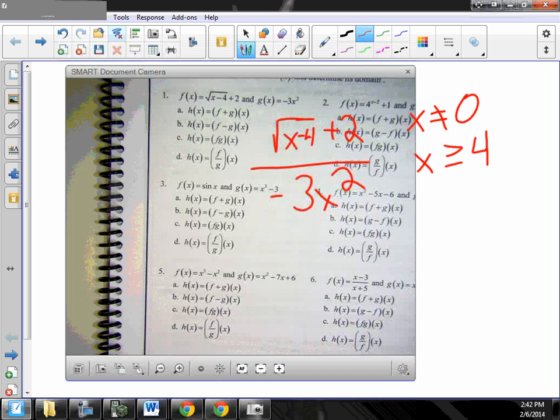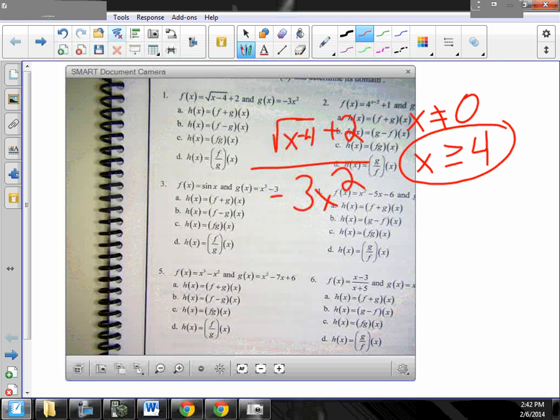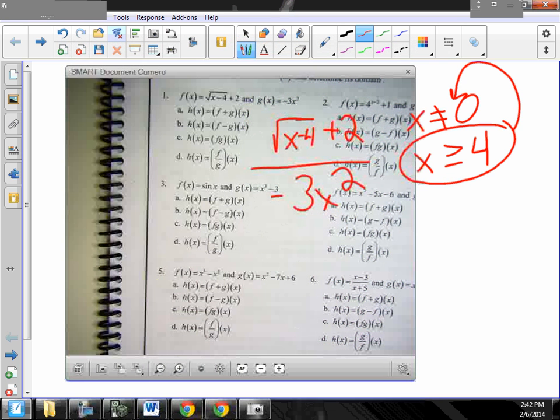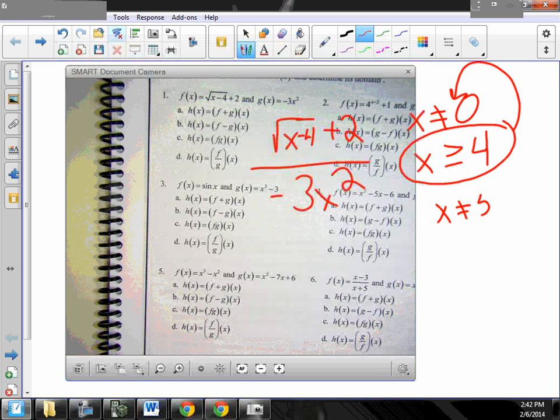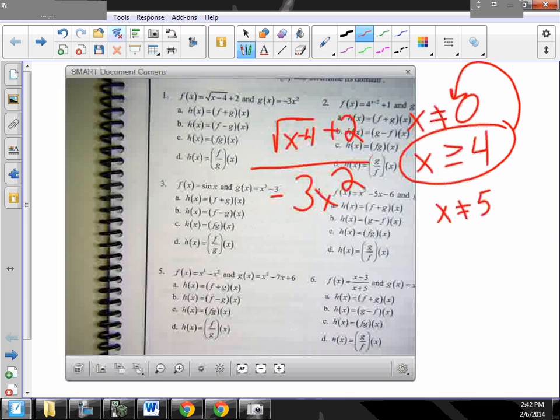I don't even need that much information. Does this one already exclude that one? Yes. So we actually didn't need the x not equal to 0, but you're fine if you put it there. What if it would have been x cannot be equal to 5? Then I need it, because 5 is actually in this set, which can happen.